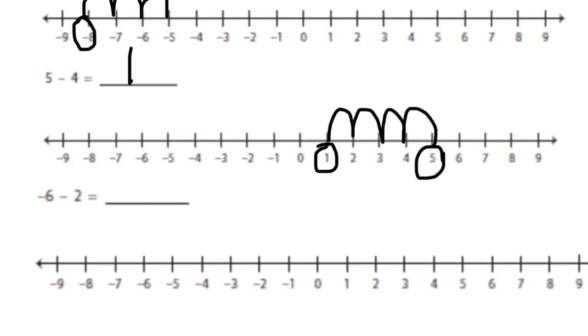Let's try one more subtracting integer problem using a number line before we go back to our notes. Pause the video and try negative 6 minus 2 on your desk. For this problem, we are starting at negative 6. We are taking away positive 2. When we subtract positives, we go to the left. So negative 6 minus 2 is negative 8.